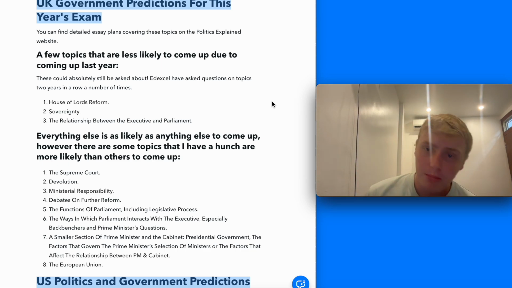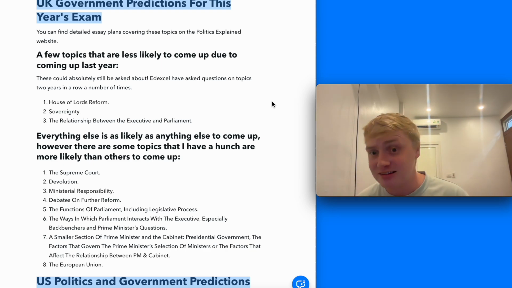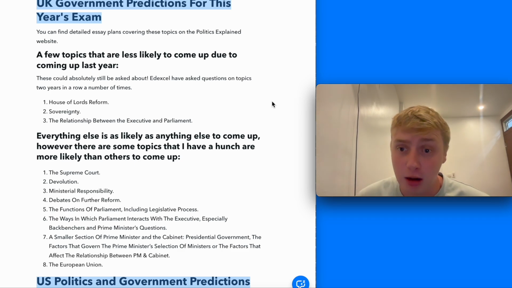So that did come up a couple of years ago, but it was more about comparing the House of Lords and the House of Commons in relation to their functions. So something more about looking at the extent to which Parliament performs its legislative role effectively, or its representative role effectively, or more generally just performs its functions effectively when you might bring in legislation, passing legislation, scrutiny of the government, and representation. That could absolutely come up. There's a really good essay plan for that on the Politics Explained website if you're interested.